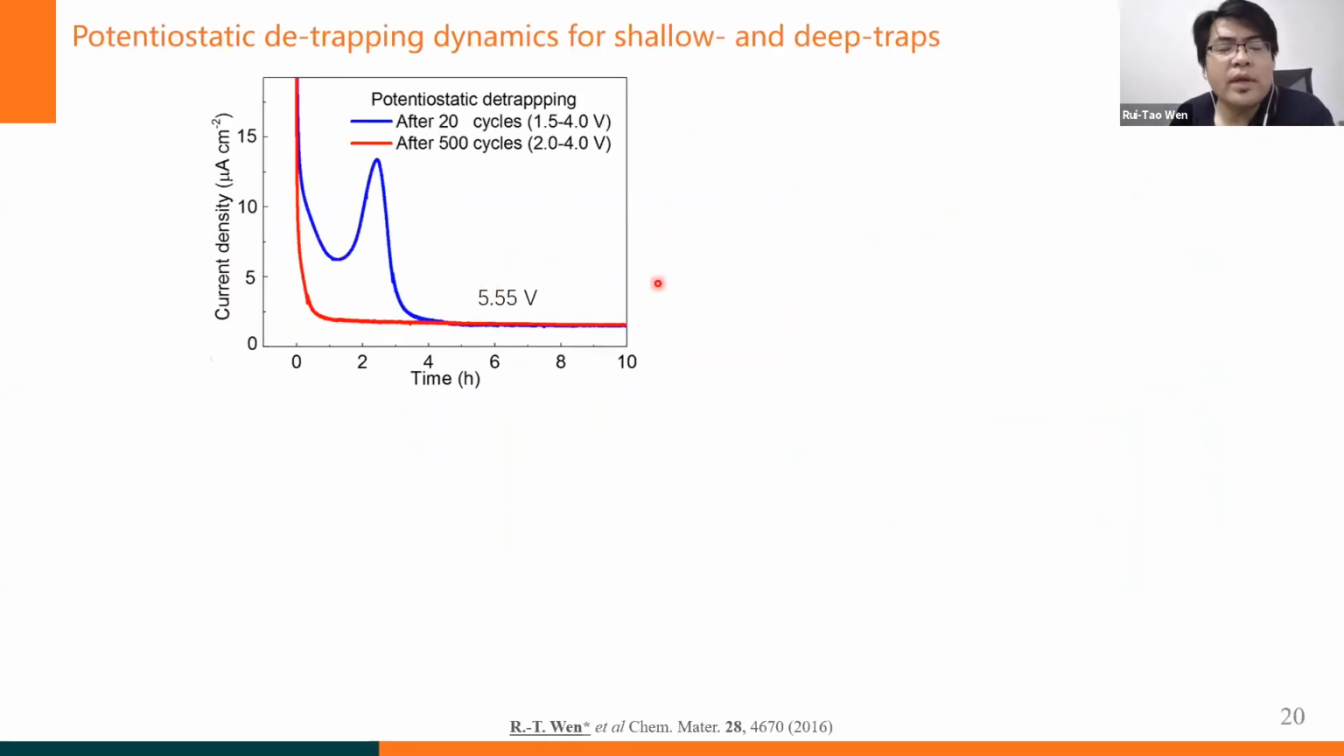Okay, we compare the constant potential detrapping process for the shallow traps and the deep traps. For example, for the shallow traps, it's the red curve. For the deep trap, it's the blue curve. As you can see for the blue curve, we can observe there's a current peak here, which indicates the release of the ions from the deep trap.